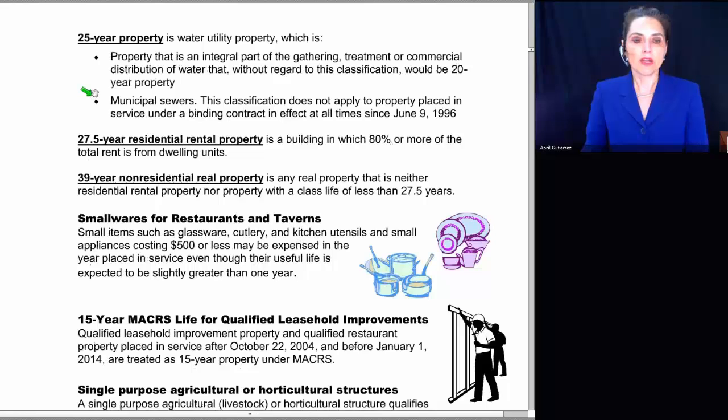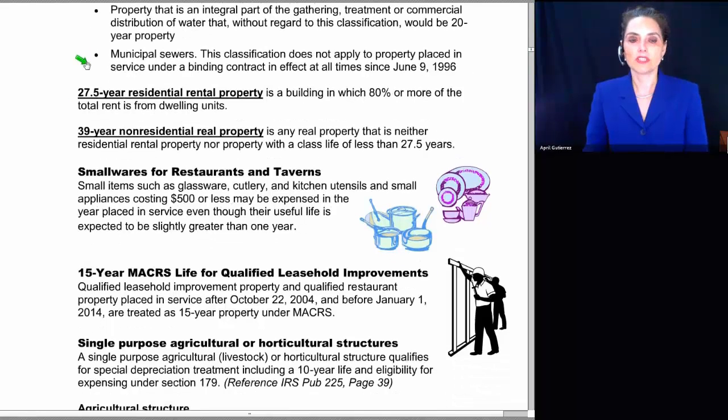And 25-year property is water utility property, which can include property that is an integral part of the gathering, treatment, or commercial distribution of water that, without regard to its classification, would be 20-year property. It also includes municipal sewers. This classification does not apply to property placed in service under a binding contract in effect at all times since June 9, 1996.